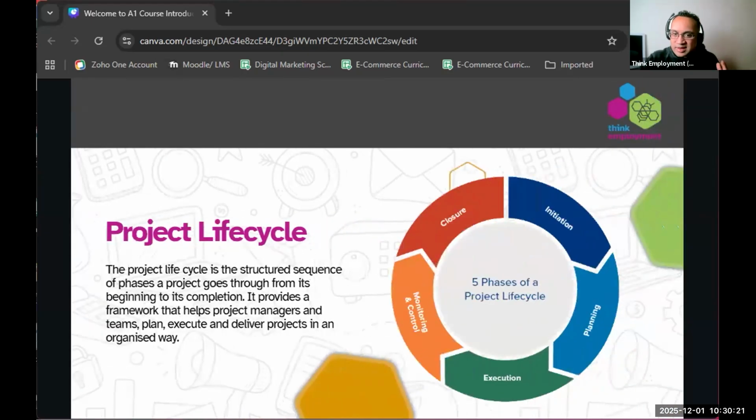So this is the project cycle we're talking about. That cycle we need to go through. We can see this cycle, this image: closure, initiation. Which one comes first? Initiation. We're starting from initiation, then it goes to planning, then execution, then monitoring and control, and then closure. These are the five phases. The project life cycle is a structured sequence of phases a project goes through from its beginning to completion. It provides a framework, a structure. And I think somebody mentioned structure before.